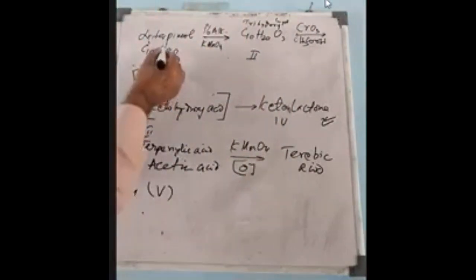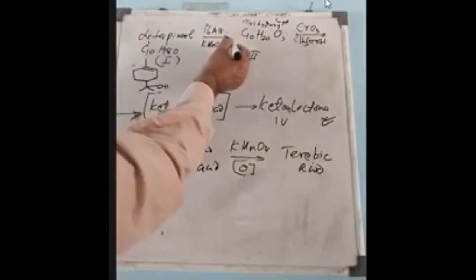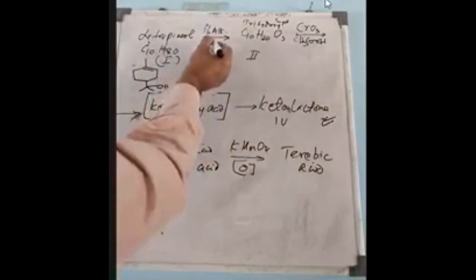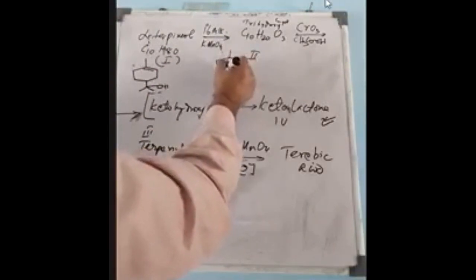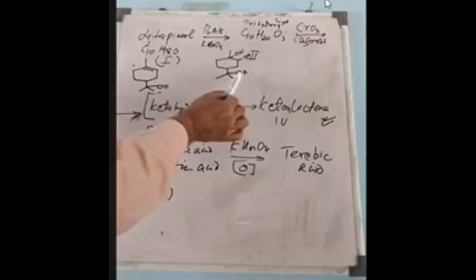Now, when this is treated, what is happening is hydroxylation. I told you in the study, hydroxylation takes place, and we will get a trihydroxy compound. This contains three hydroxy groups. One is already there, and two are added across the double bond.